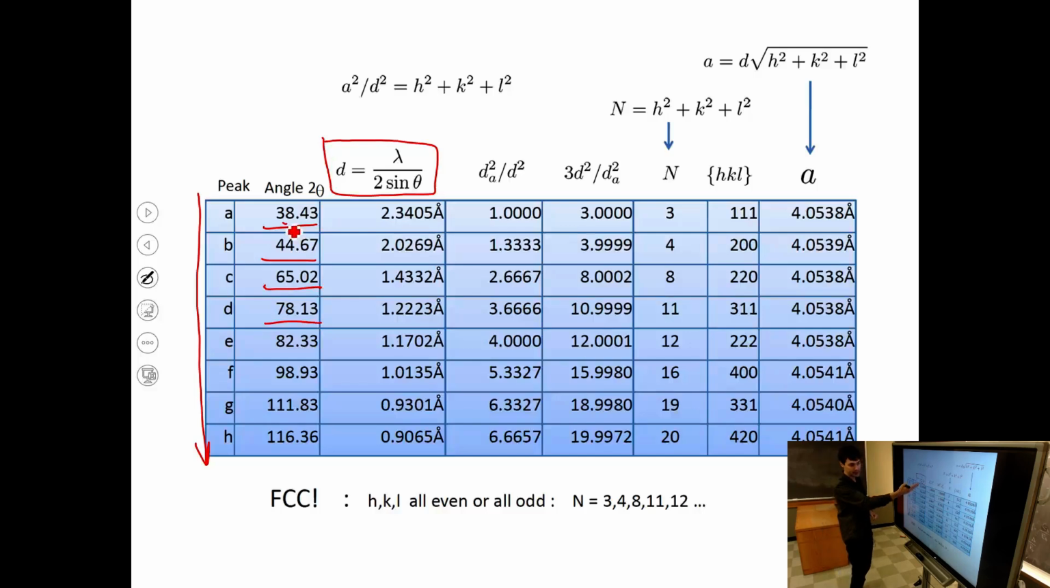And so the distances are 2.3 angstroms, 2 angstroms, 1.4, 1.2, 1.1. So they go down as the peaks increase in angle, so they probably correspond to higher and higher Miller indices, right, as we discussed in the beginning. Now, we scale them all by the first one, because we don't know if the first one is there or missing, right?